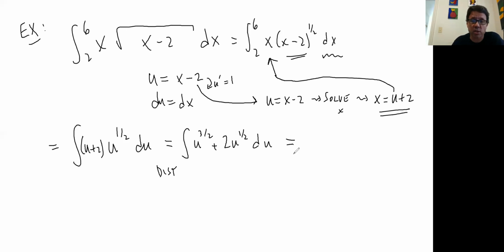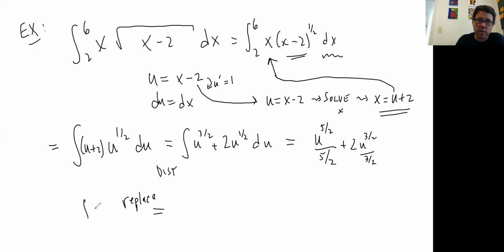But at least now I can just compute these antiderivatives. How do you do that? You add 1 to the power, so that's 5 halves. So 3 halves goes to 5 halves. And divide by 5 halves. And then the second one, the u goes to 3 halves, and I divide by 3 halves. And I don't have to put the plus c because I know in the end I'm going to get a number out of this. But let's go back and we'll do replace.